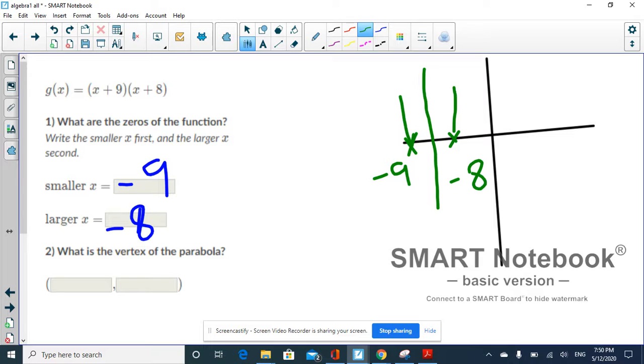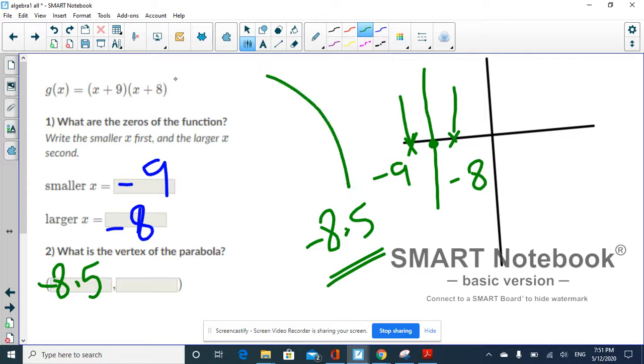What is the middle of -8 and -9? Yes, it's exactly -8.5. Okay, -8.5, or we can say it's -8 and 1/2. If we use this point and plug in here, we can find the y value.